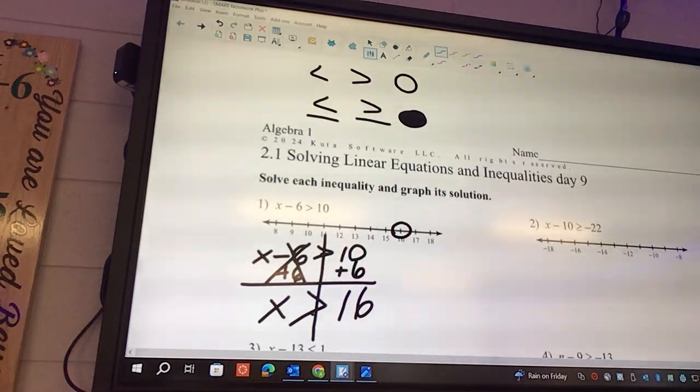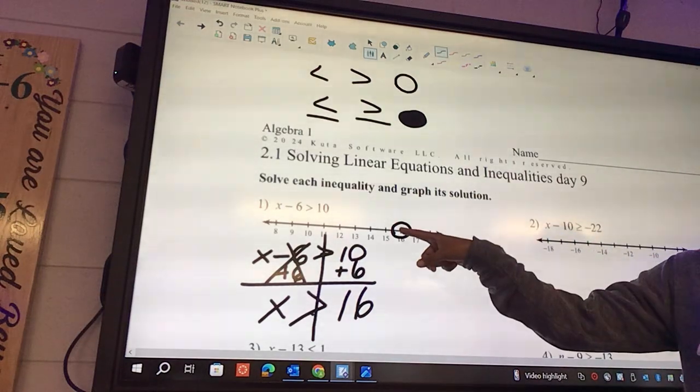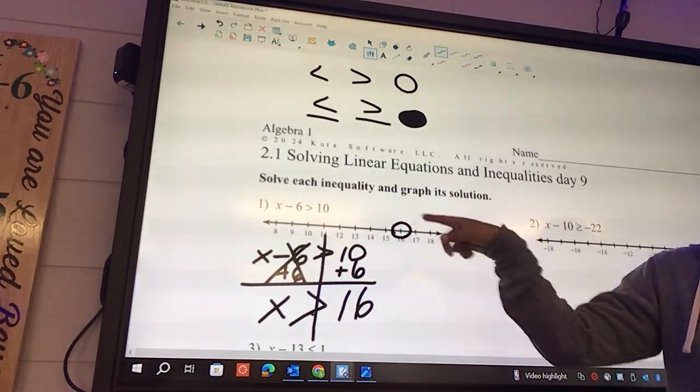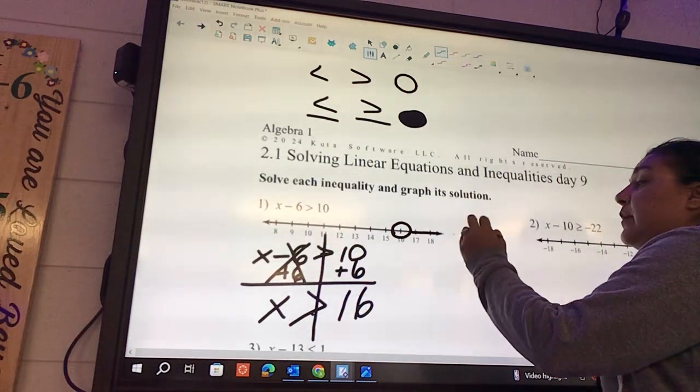Okay, if we look at the alligator mouth, is he eating the X or not? Yes, so that means bigger than. X is bigger than. So which numbers are bigger than X? 15, 14, 13, 12, or 17, 18, 19, 20? We need bigger than 16. So it's going to be this way.